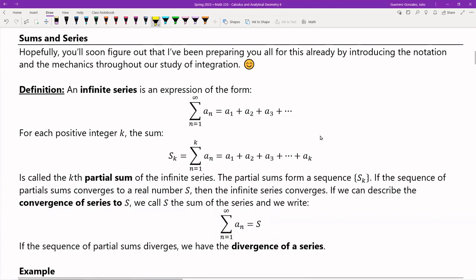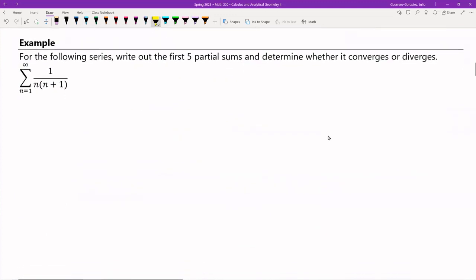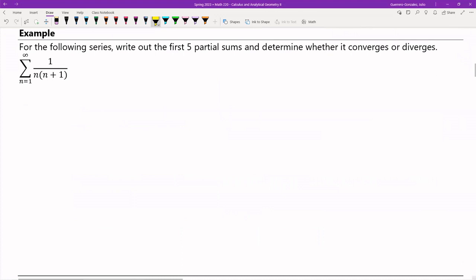Let me show you what I'm talking about now. I've got here a series that I want to determine whether or not it diverges or converges.